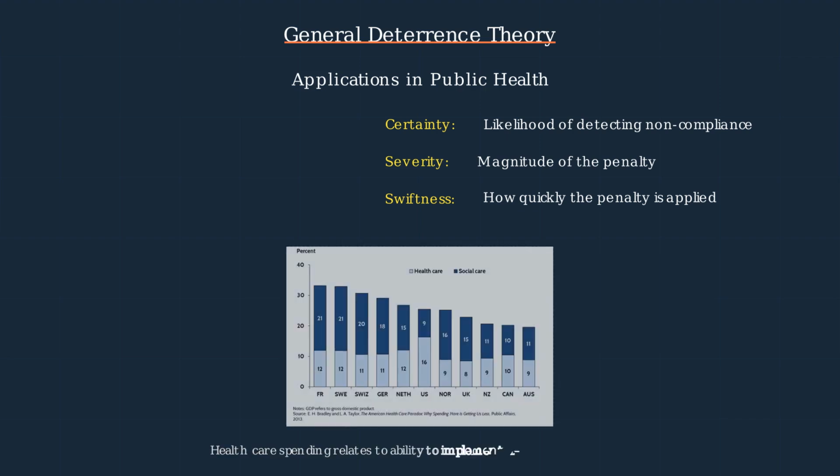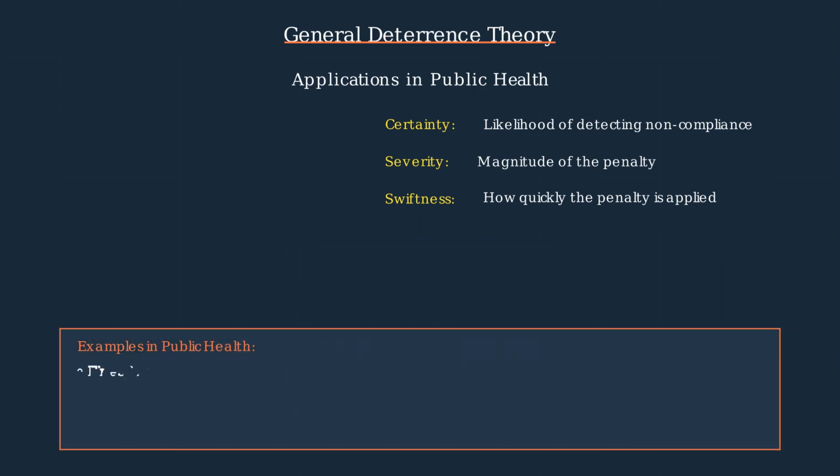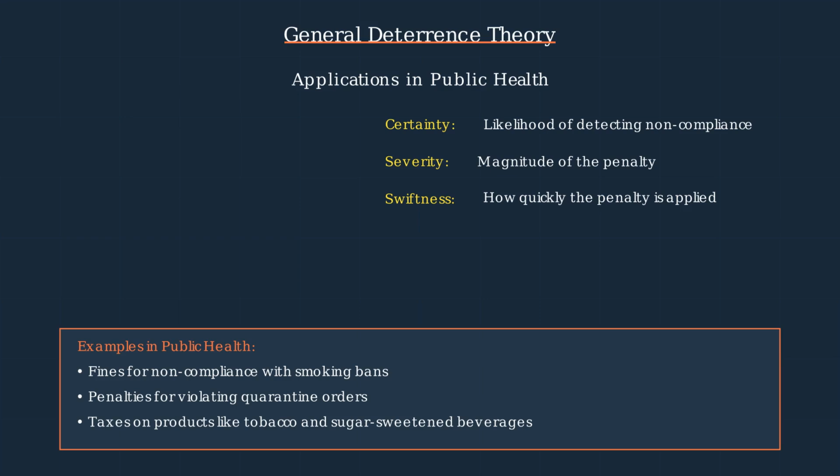Public health systems use deterrence-based approaches for issues like tobacco control, infectious disease prevention, and promoting healthy behaviors. A country's health spending influences its capacity to implement such measures. Examples of deterrence in public health include fines for non-compliance with smoking bans, penalties for violating quarantine orders, and taxes on products like tobacco and sugar-sweetened beverages.